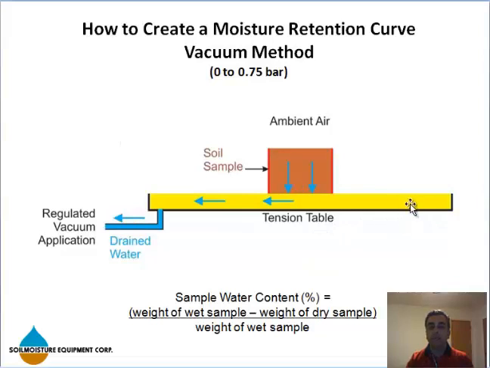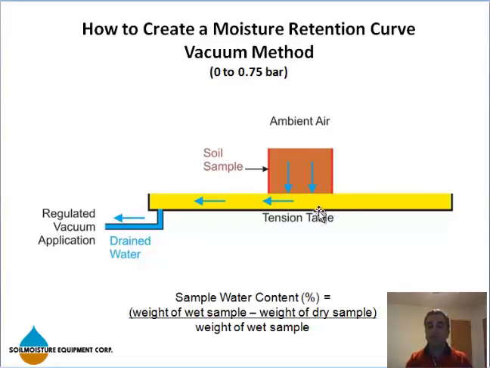In vacuum method, there is no extractor. The sample is open to ambient air, and instead of applying pressurized air, you apply vacuum to the drainage port of the ceramic plate. Or it can be a sandbox. Basically, in vacuum method, your sample is over a tension table, as they call it.